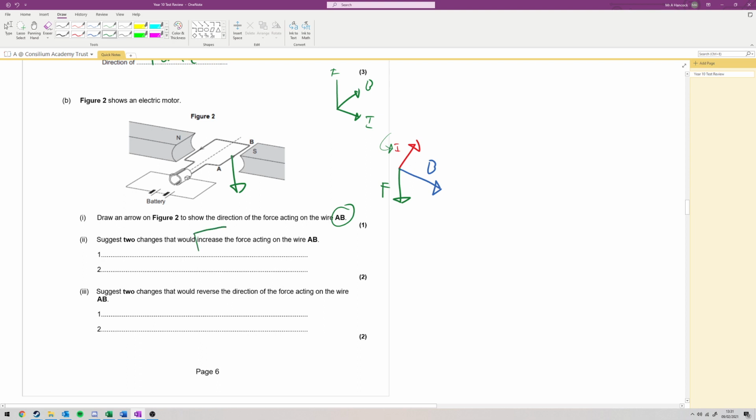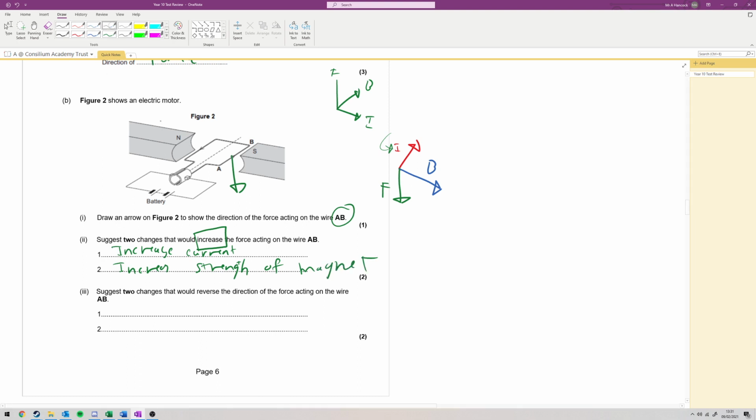Now, part 2, suggest 2 changes that would increase the force acting on the wire AB. That word there, increase, you have to specifically say what change you do that would increase the force. You couldn't just say different magnet, different current, or different potential difference, because you need to say what would increase the force. So you need to increase the current or the potential difference. And you need to increase the magnetic field strength, or the strength of the magnet.